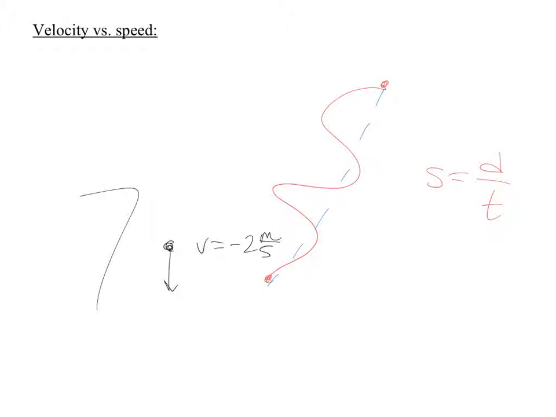But for instantaneous, I'm talking about instantaneous, for the speed at that instant, you simply take the positive of whatever it is. Again, instantaneous speed is really just the absolute value of the instantaneous velocity. Instantaneous, I'm talking about at that instant.